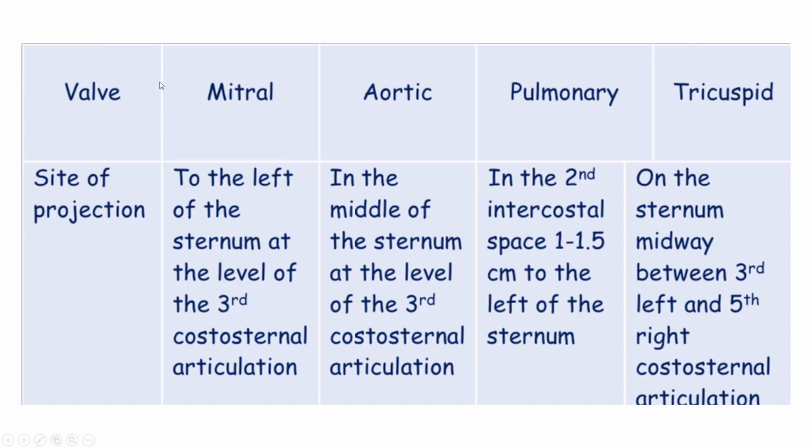So the location, the valve site of projection: the mitral to the left of the sternum at the level of the third costosternal articulation, the aortic in the middle of the sternum at the level of the third costosternal articulation, the pulmonary in the second intercostal space 1 to 1.5 centimeters to the left of the sternum, and the tricuspid on the sternum midway between the third left and fifth right costosternal articulation.